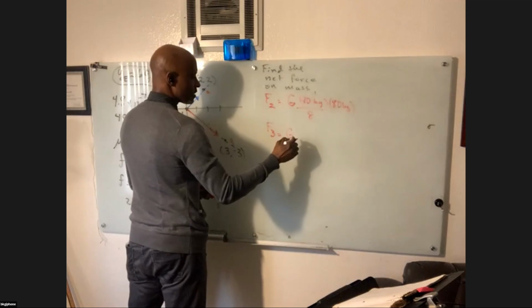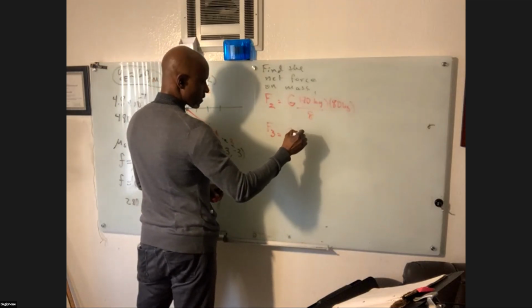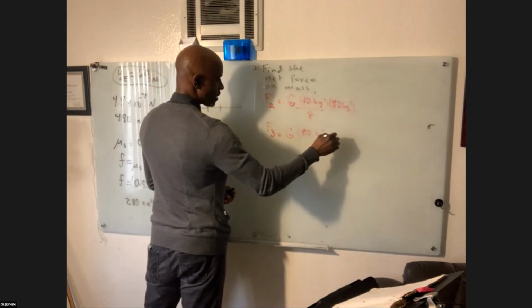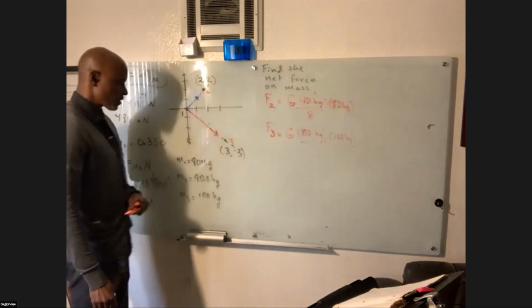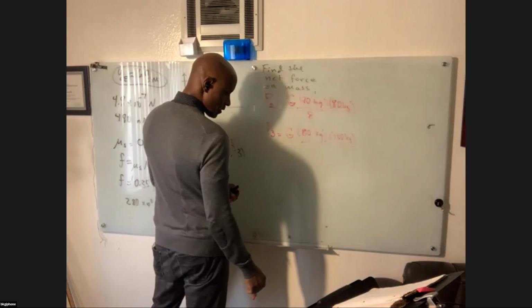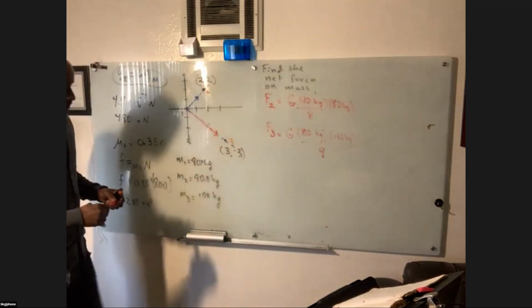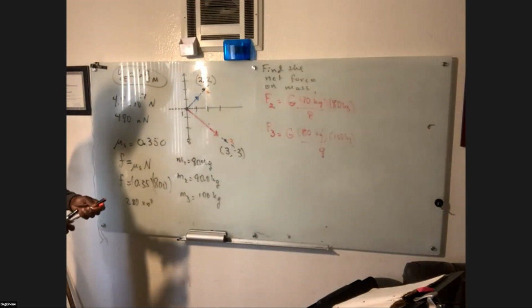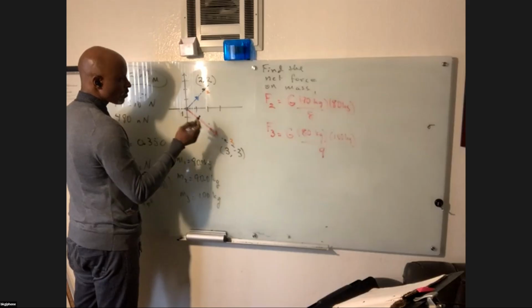And here, this is going to be G times 80 and 100. So 80 kilograms and 100 kilograms over 3 squared plus 3 squared, which is 9. So that'll give you those magnitudes. We can figure out easily what that is. And the angles for both is going to be 45 degrees because of how I chose it.